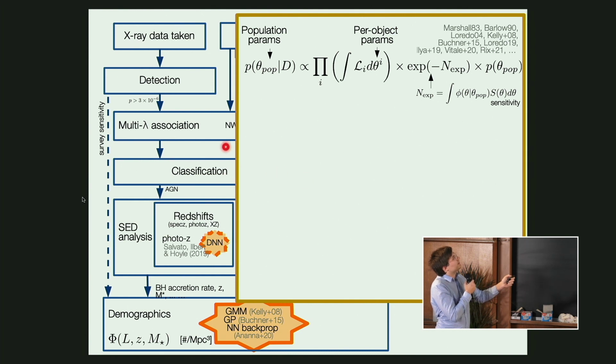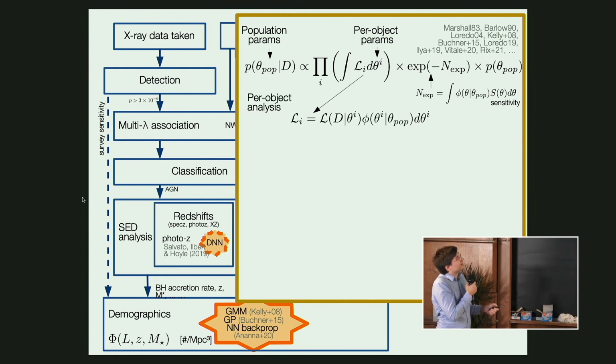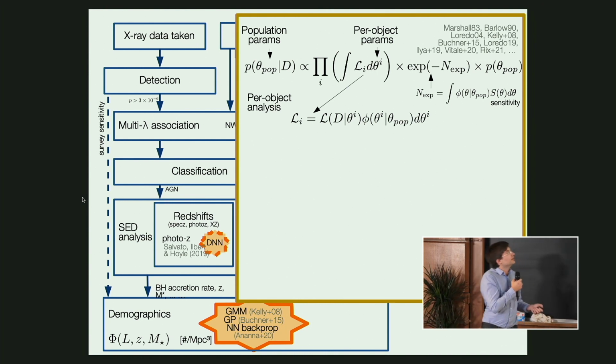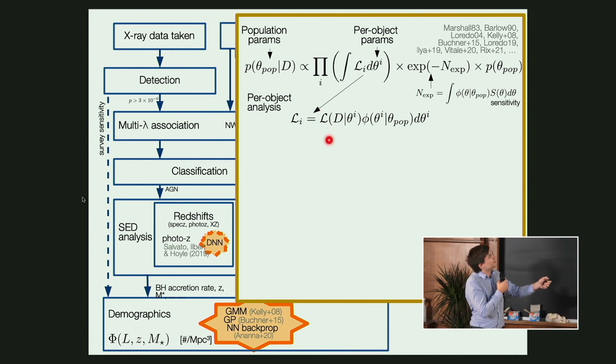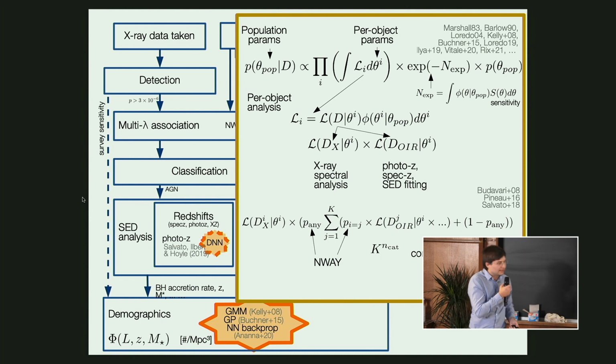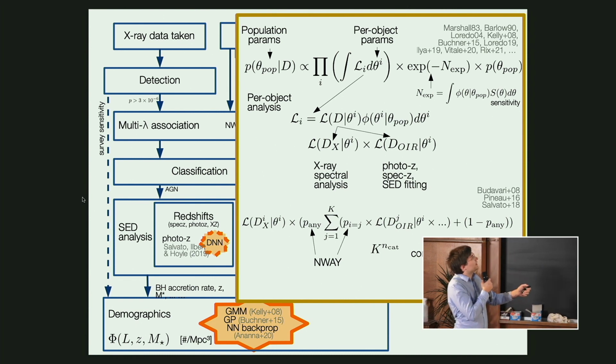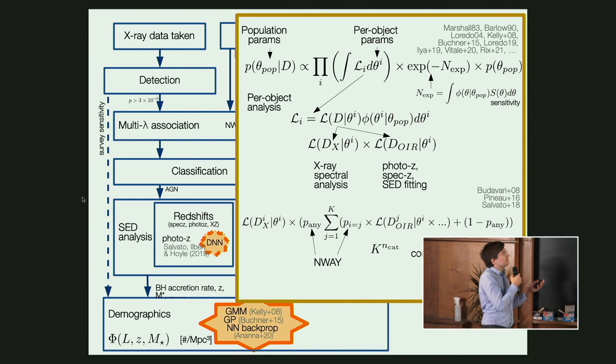And on the left-hand side, you have for each object its likelihood, or posterior in this case actually. That per-object analysis contains your likelihood and how often you find these according to your population model. And if we split up that likelihood a bit more, that contains, for example, the X-ray data and your multi-wavelength data. So for example, the X-ray spectral analysis and the photons.